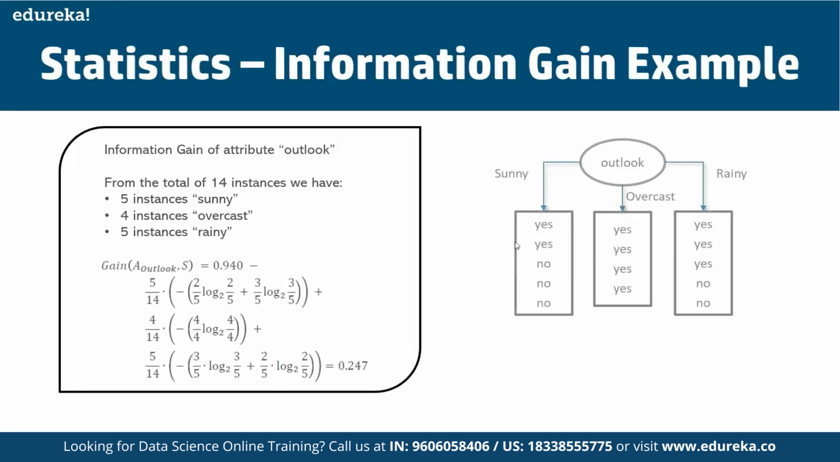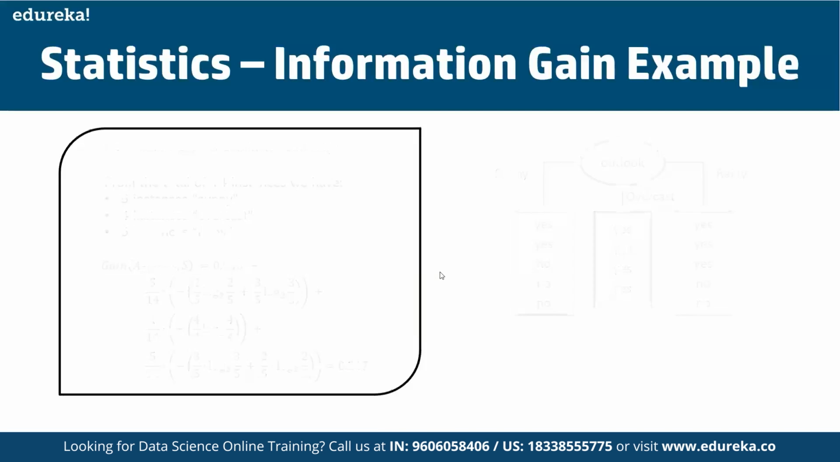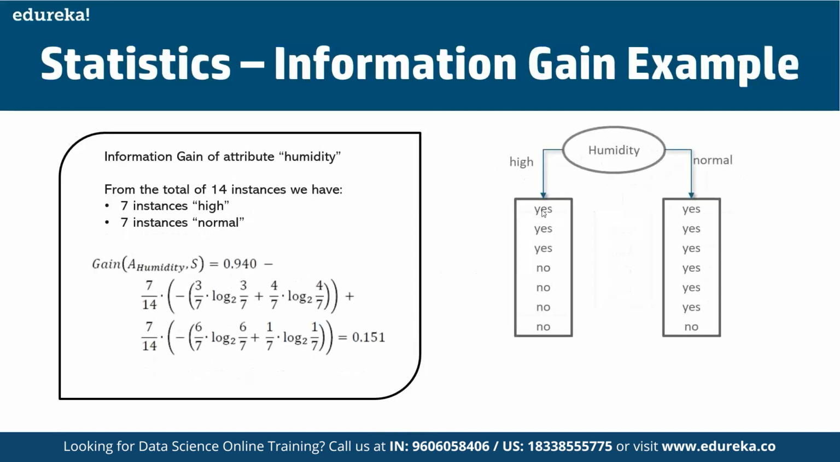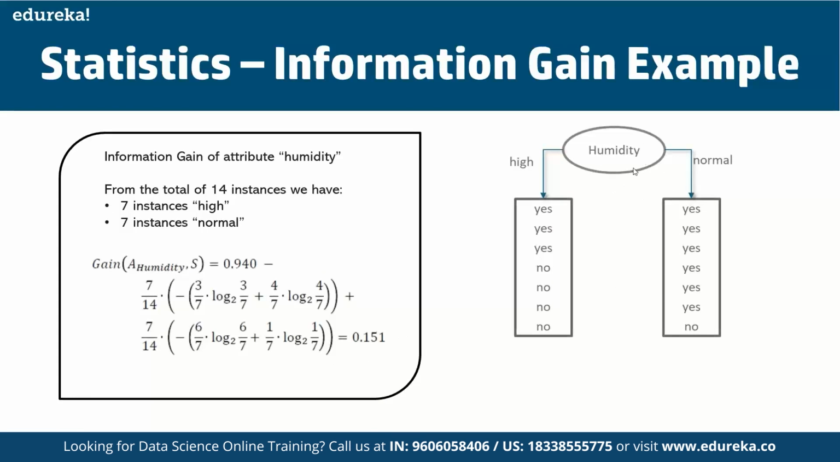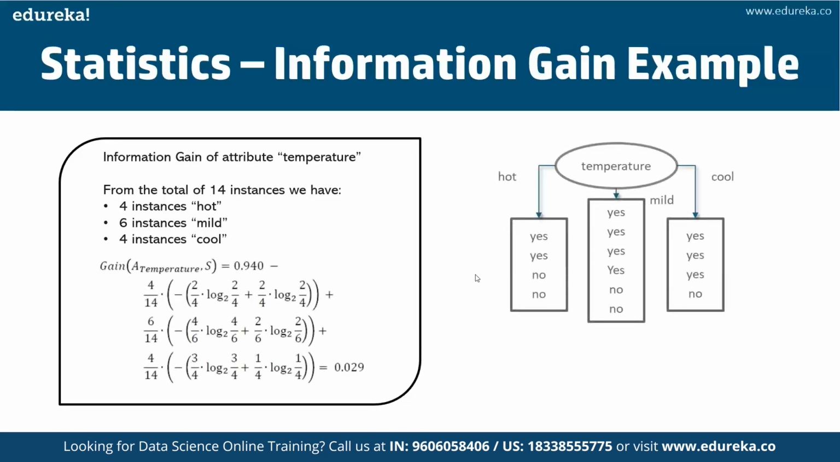We need to calculate the same thing for outlook as well. So once you calculate, you get a value of 0.247. Here, if you notice, you have 3 sets of values, so you need to do calculation thrice: calculation 1, calculation 2, and calculation 3. The next is humidity. So you have to do the calculation twice here. And finally, you're going to do the calculation for temperature, and you have a value here.